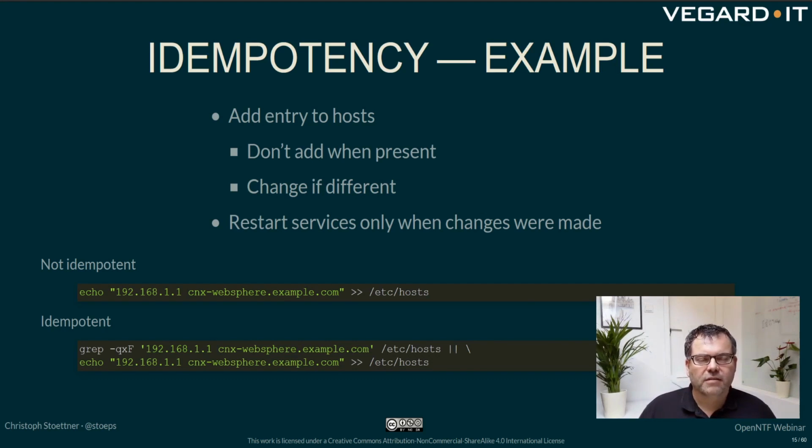That's not idempotent. Idempotent would be something like a grep where it tries to find, is this line already in /etc/hosts? And if not, then echo it into the file. But you see already this really simple task looks complicated in Bash. It's way easier in Ansible. I will show a little bit later.